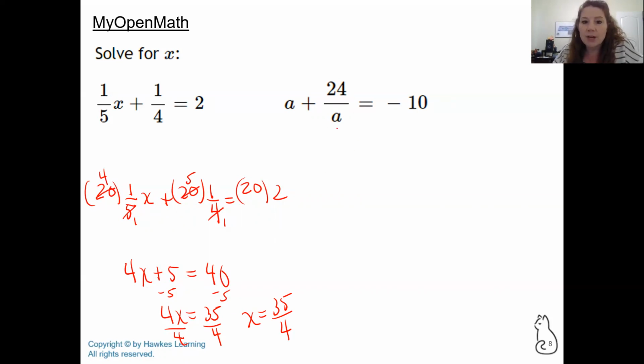All right, our only denominator is a, so that means we're going to multiply every term by a.